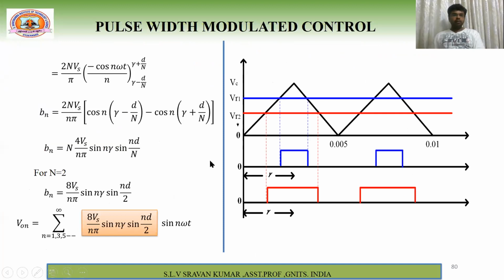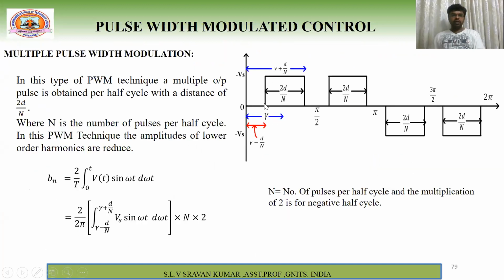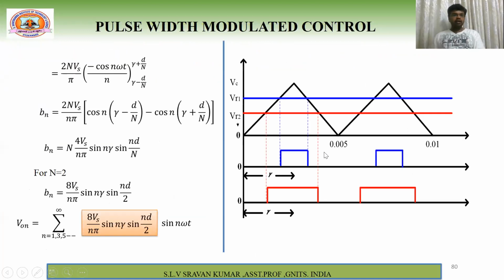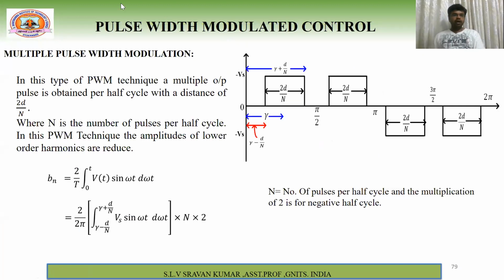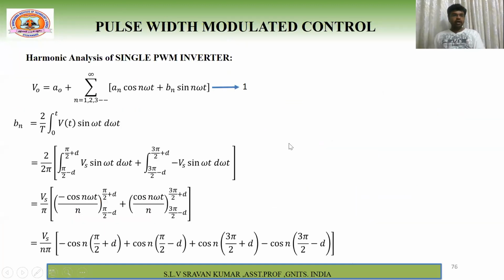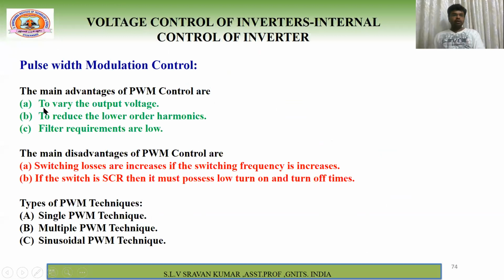Multiple pulse width modulation simply consists of 2 pulses per half cycle, or 3 pulses or 4 pulses like that. The same procedure applies: harmonic analysis, and again you have to go for the calculation part. So in this class today, I have clearly shown the output voltage, and to reduce the lower order harmonics, we have seen the third harmonic made 0 and the fifth harmonic also made 0. And filter requirements are low.